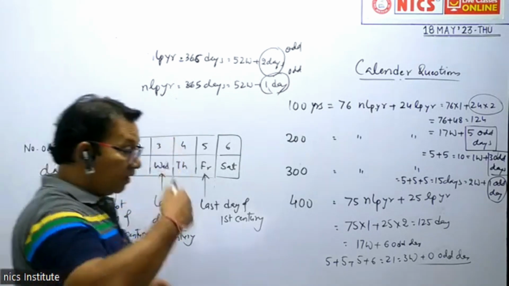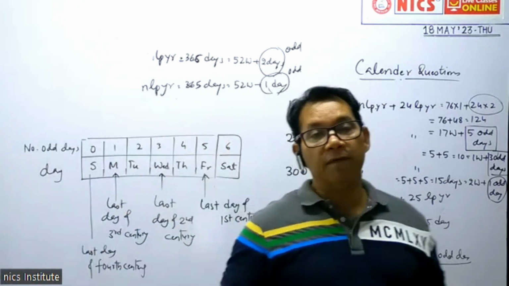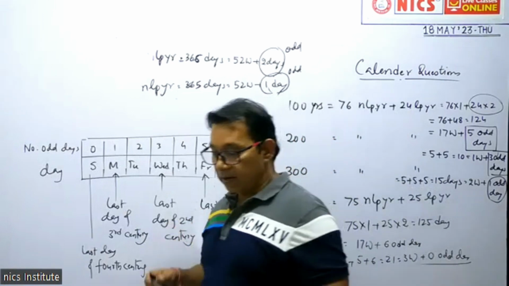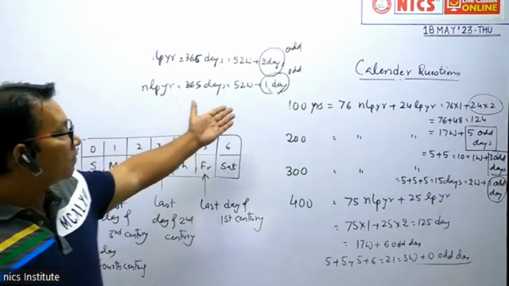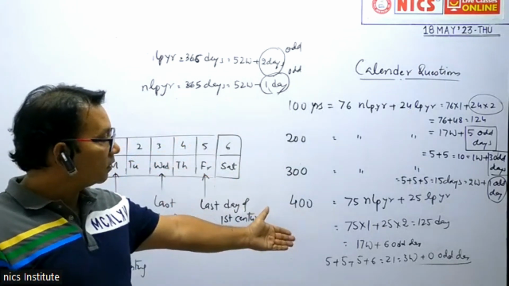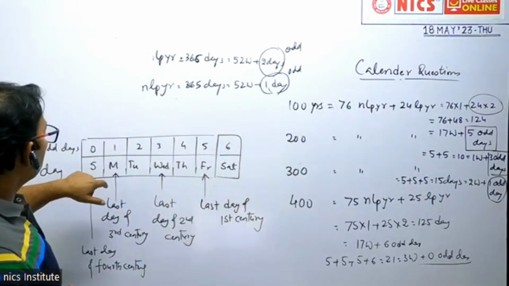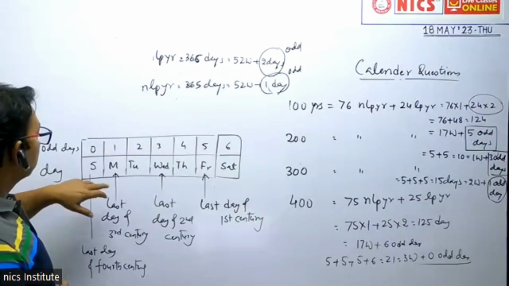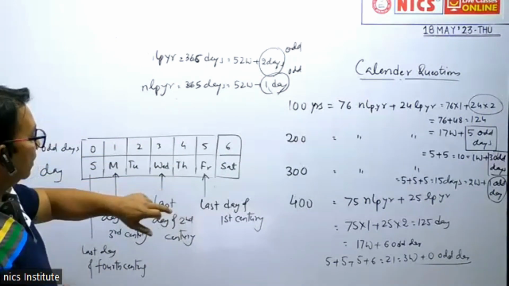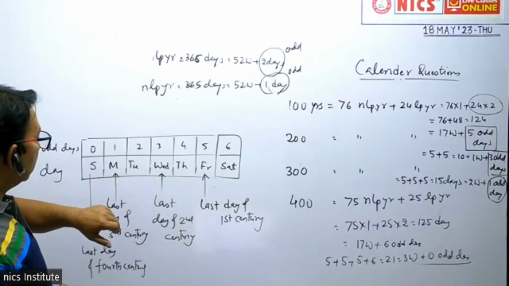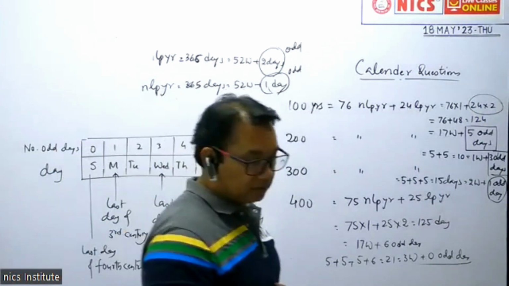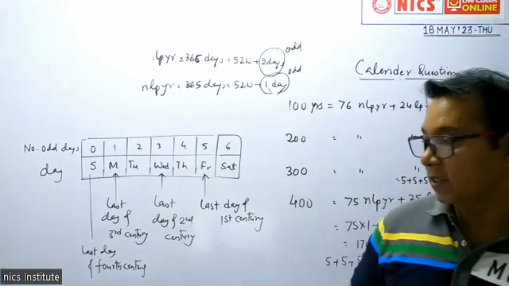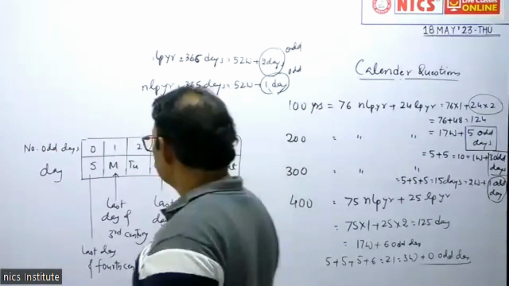So now the story will repeat again. If you talk about century 500, the fifth century, again you start from here because you come to zero. So again, the last day of the fifth century would be Friday, sixth century, Wednesday, and so on. The cycle will repeat. So after every fourth century, the cycle repeats.